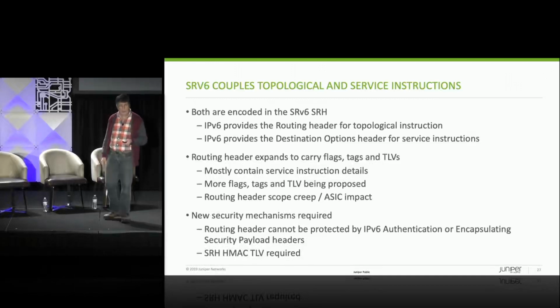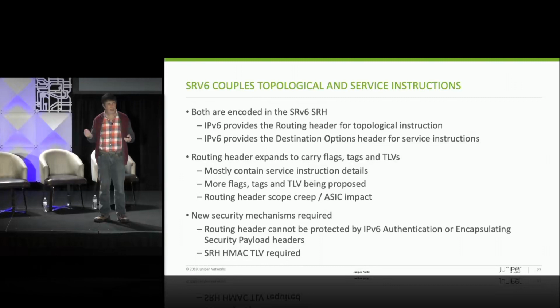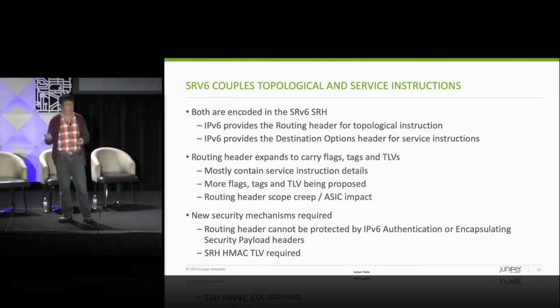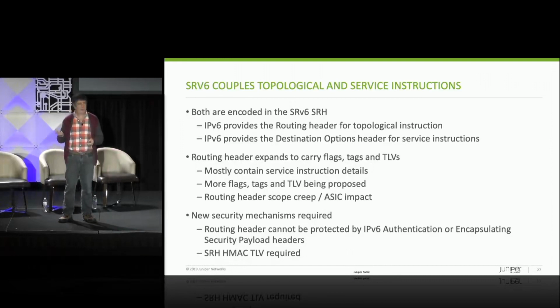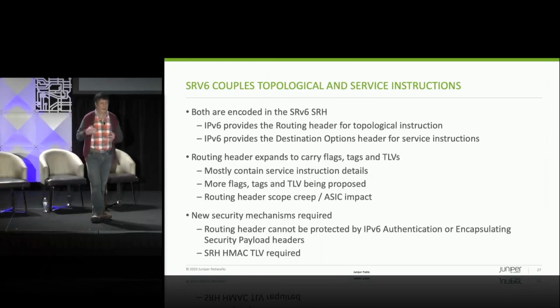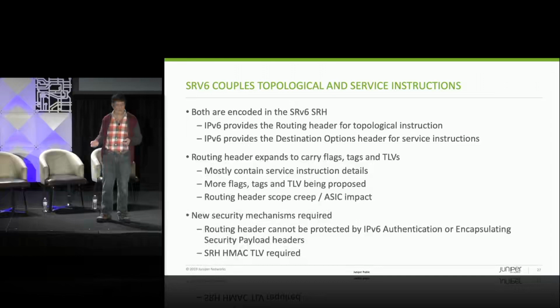Now, what happens if an instruction gets bigger than the low order bits of an IPv6 address? Well, then we have to start expanding that routing header. SRv6 defines a routing header called the segment routing header. It has more fields than the compressed routing header. It has tags, flags, and TLVs. When all the information you need to process a packet can't be fit in the low order bits of the address, they start building these tags, flags, and TLVs in the segment routing header.